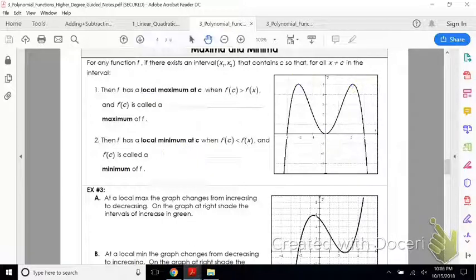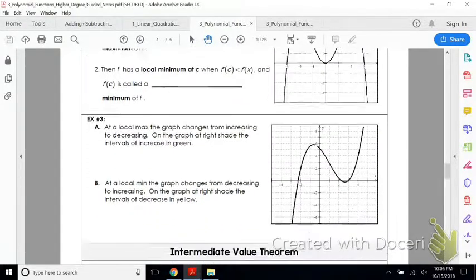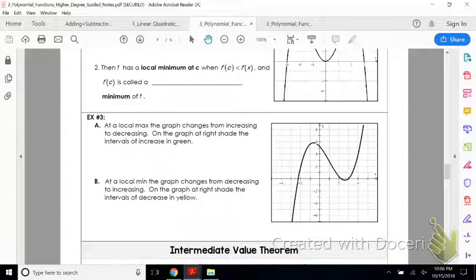All right, so then down here on example 3, it says at a local max, the graph changes from increasing to decreasing. On the graph at the right, shade the intervals of increase in green. So I know you may not have green, and if you don't, just pick a different color, or you know, pencil and pen. If you've got colors, that's great. If not, it's okay. You can just even write increasing or decreasing. But it told me to show where it's increasing in green. So that would be here, because increasing is going up. And that would be here.